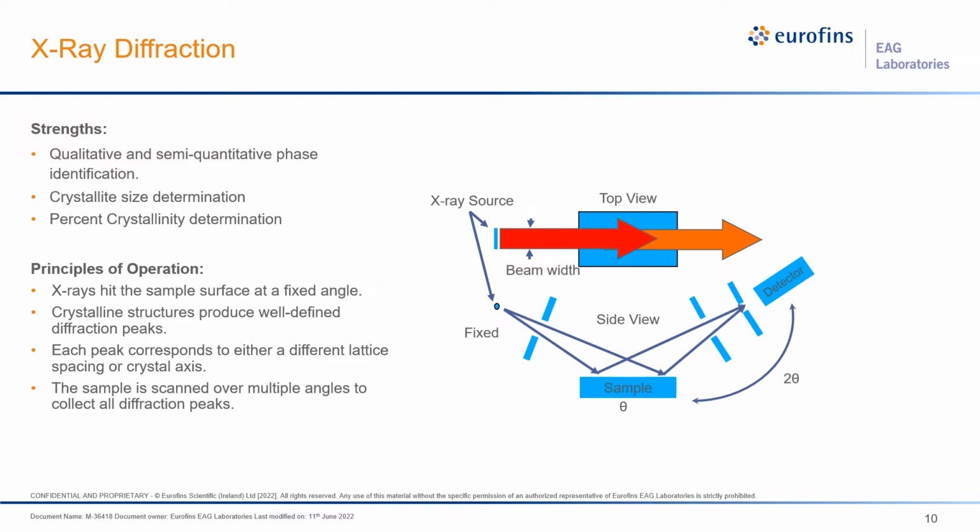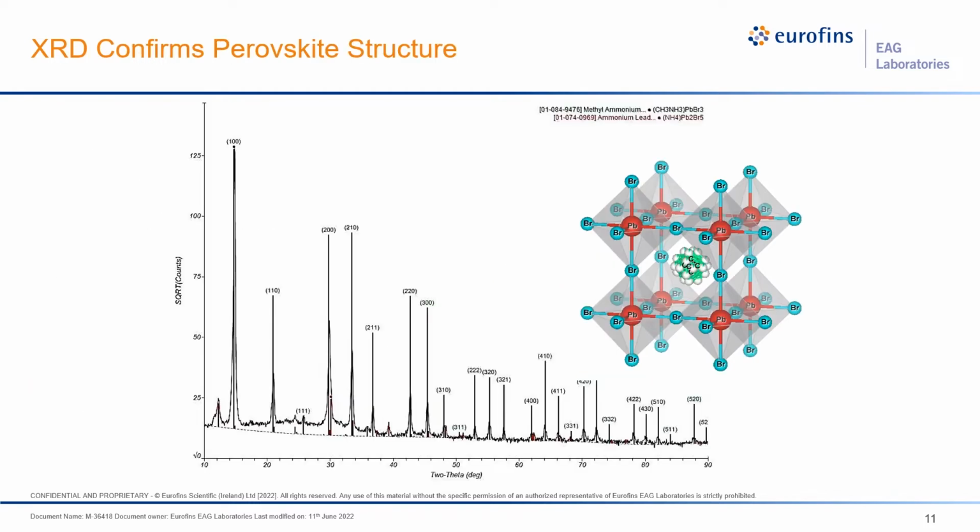Crystalline materials will produce distinct diffraction patterns, and the sample and/or the detector are scanned over multiple angles to collect all of these peaks. The resulting spectrum is matched to a reference library. This is the XRD spectrum from the active layer, showing that it has the correct formamidinium lead bromide perovskite structure. The small lines at the bottom of the peaks show the locations of peaks within the reference spectra.